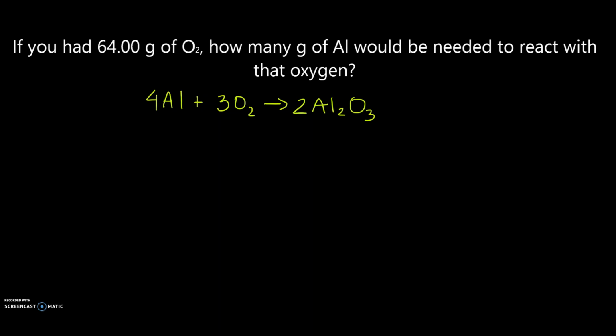Moving on to the next problem. If you were given 64 grams of O2, how many grams of Al would be needed to react with that oxygen? So we are trying to figure out the grams of Al. We will be going in the same pathway as the previous problem and that we've seen in the diagram in the introduction. So we are starting off with the given 64.00 grams of O2 times 1 mole of O2 over the molar mass, so 32 grams of O2.